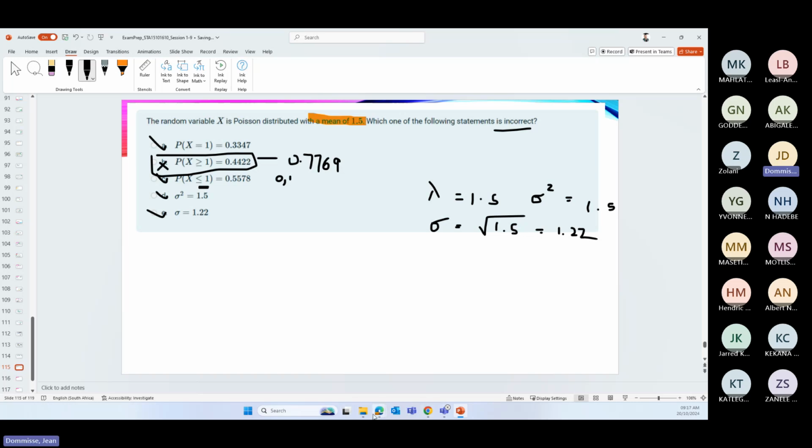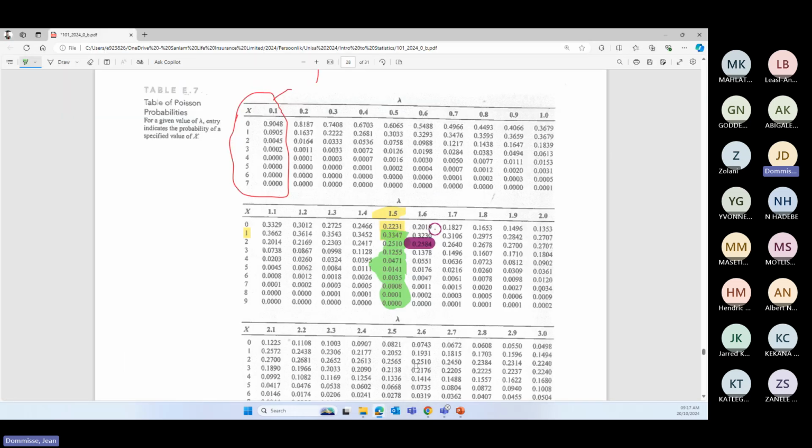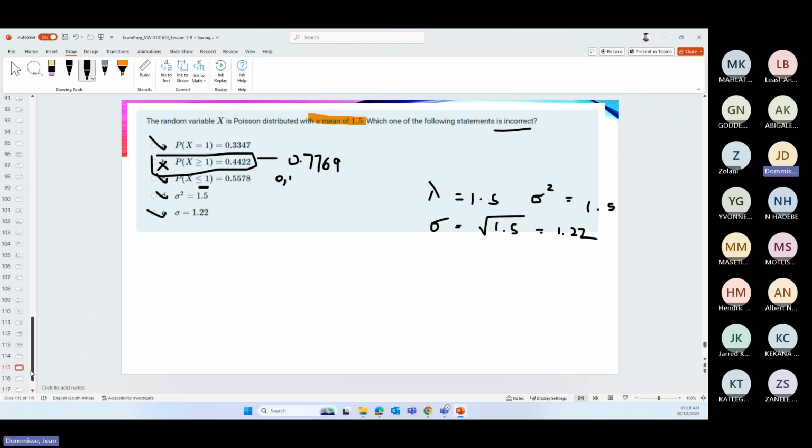You can also test it, but I want to save time. If you added all of those together, you will also get 0.7769. But it's easier, instead of adding all of them, to say 1 minus that. Okay, so that was a very quick scan through of the first few chapters.